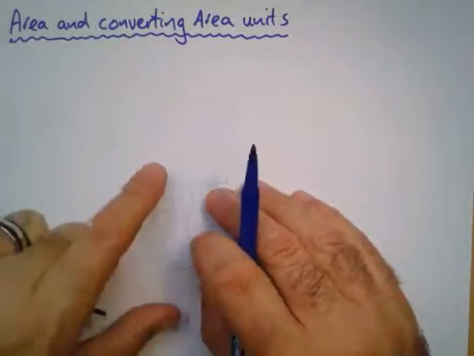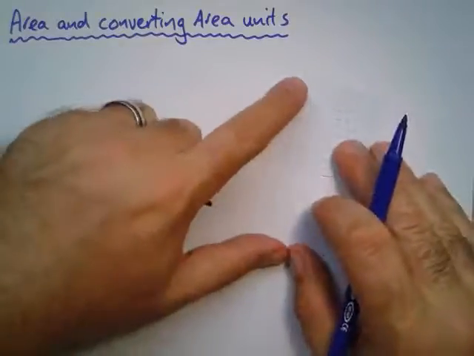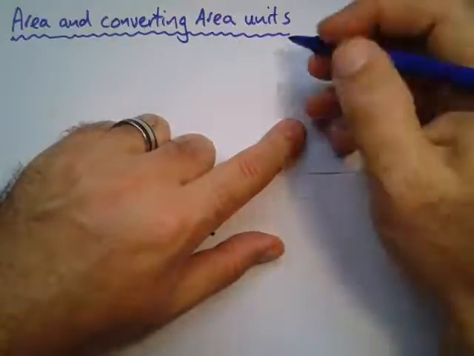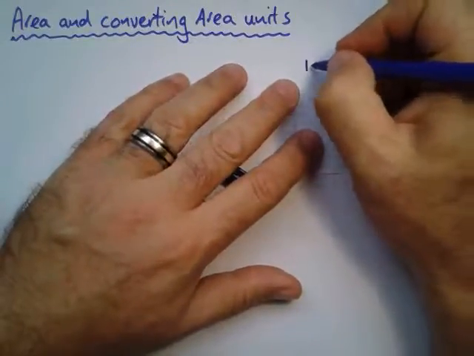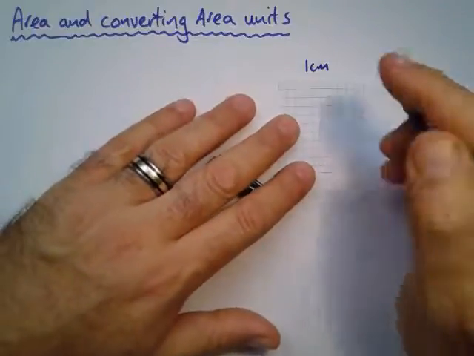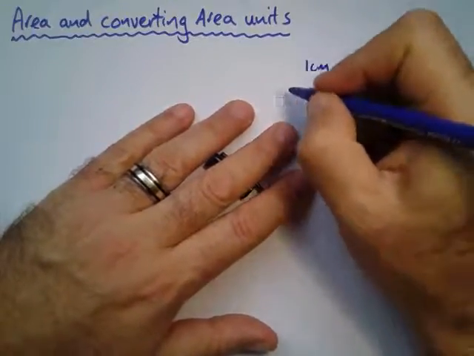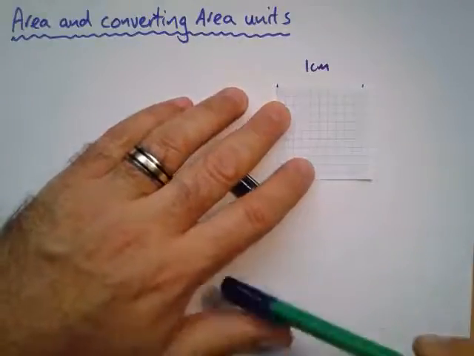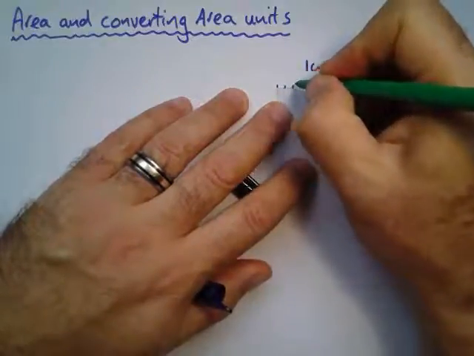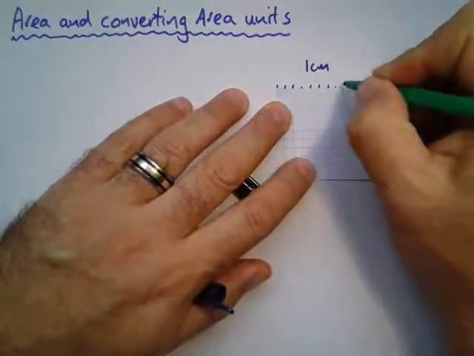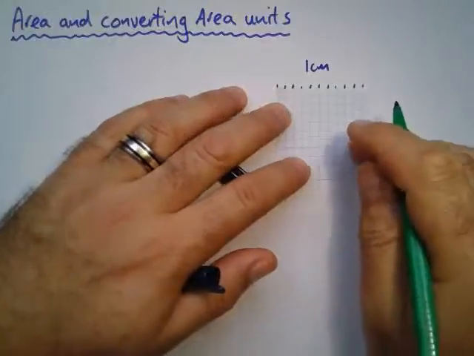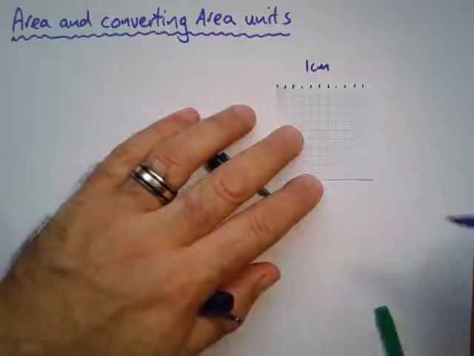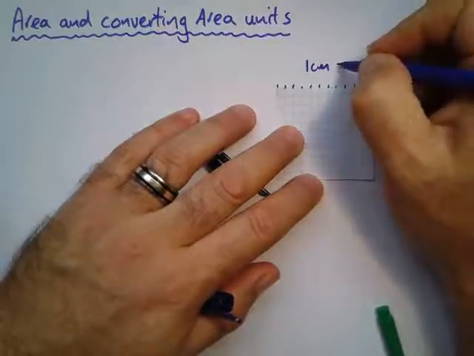Let's say I have 1 centimeter. Now I know that's not 1 centimeter, but this is an enlarged 1 centimeter. I know that 1 centimeter equals 10 millimeters. So if that's 1 centimeter, then I will have 10 millimeters. That's 1, 2, 3, 4, 5, 6, 7, 8, 9, 10. So in that length, I have 1 centimeter, which equals 10 millimeters.